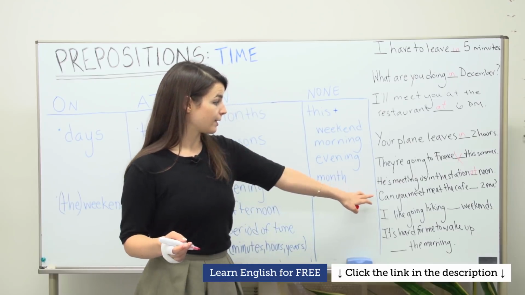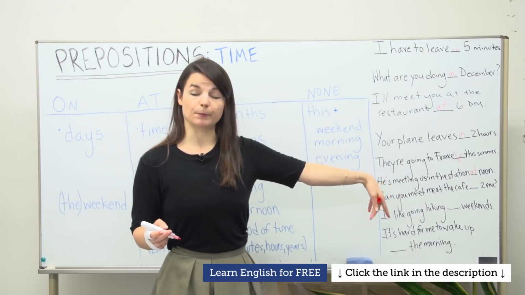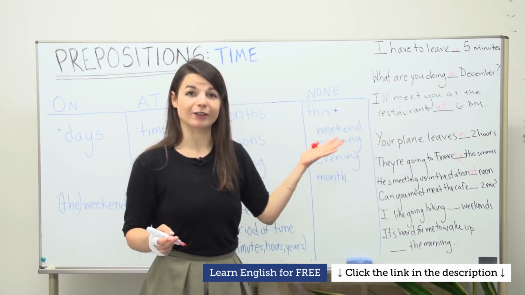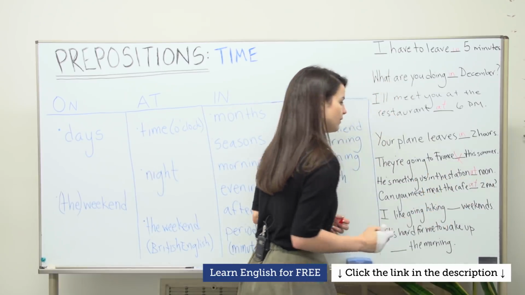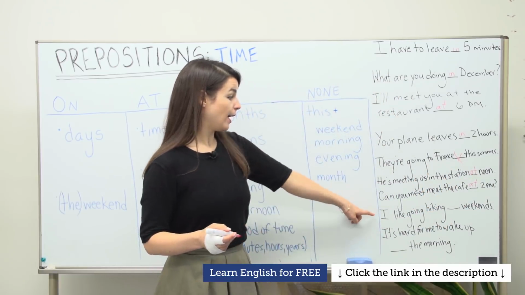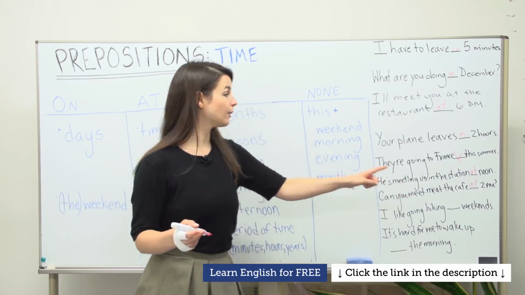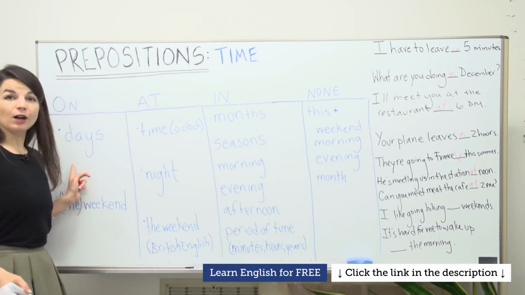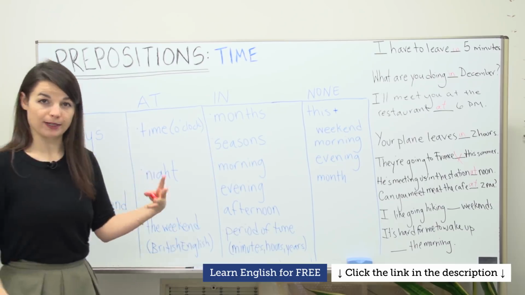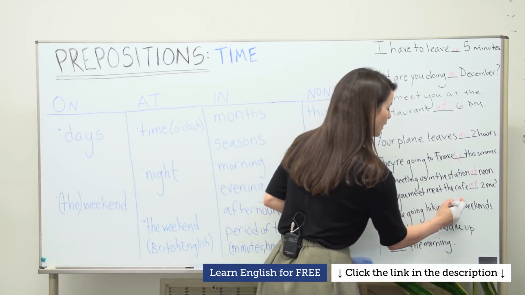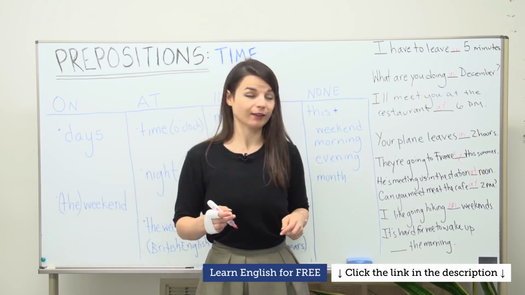Okay, next. Can you meet me at the cafe something something 2 p.m.? So 2 p.m., here we have another time. At 2 p.m. is the correct answer here. Okay, next. I like going hiking something something weekends. So we learned over here that we use on to talk about weekends, multiple weekends in this case. So I like going hiking on weekends is the correct answer.